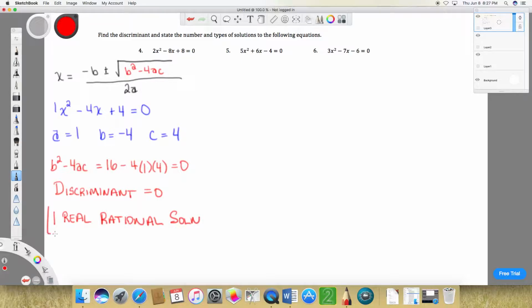Every other time, if the discriminant is different than 0, then it's going to be two solutions. It could be two real rational, two real irrational, or two complex. The only time that we have one solution is when the discriminant is 0. And we're calling it a rational solution because we don't have a square root in our final answer. It's just a ratio of integers. That's what a rational number is, a ratio of integers. All right, so let's take a look at number 5.